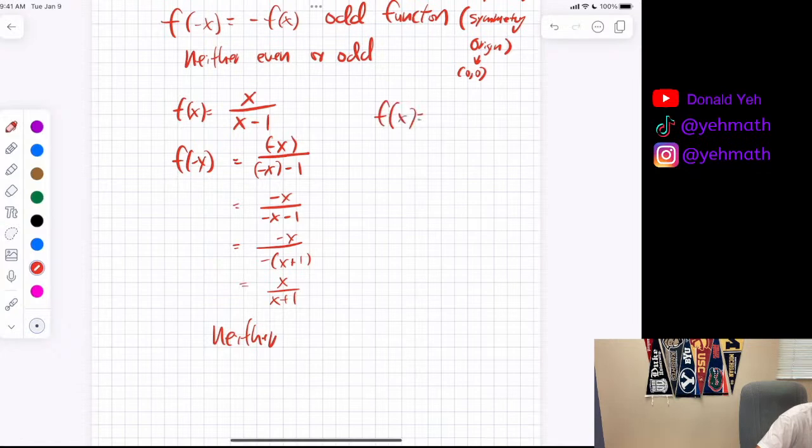So how about this one? Is this even or odd? You have to look for completely the same or completely opposite. So x over x plus 1 is neither the same nor opposite, so it's going to be neither. So this is neither odd nor even. What do you think about the second one? Is that even or odd?